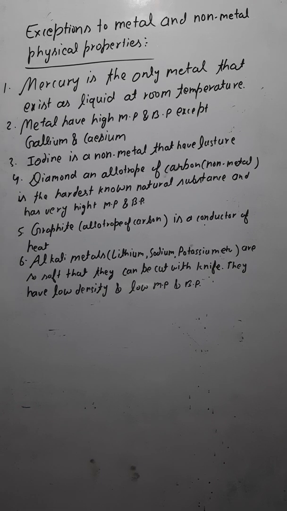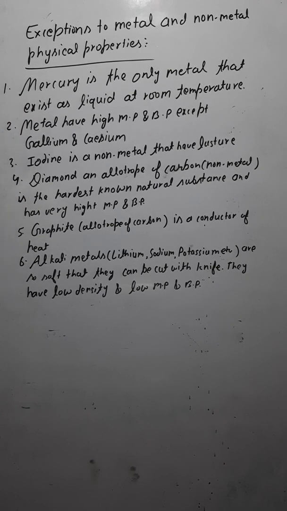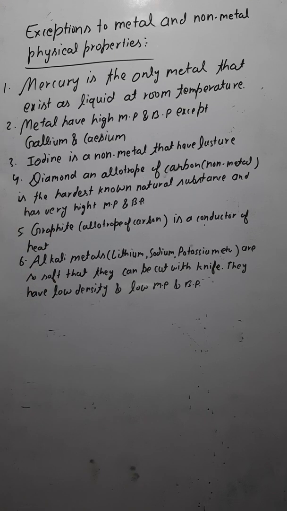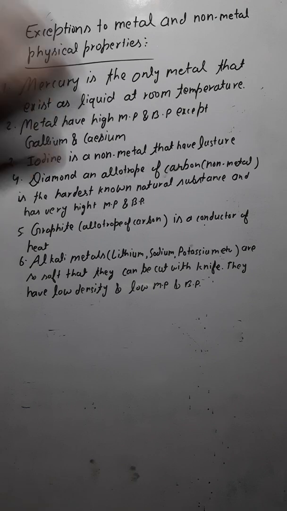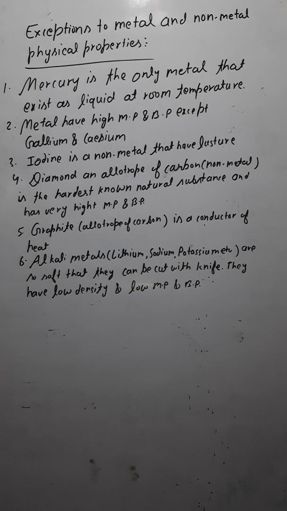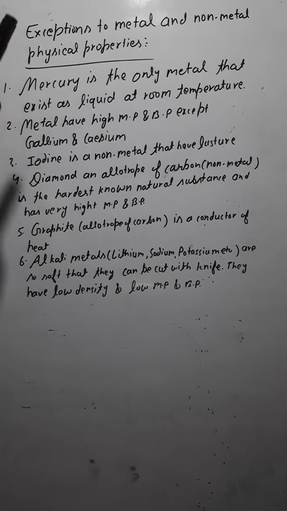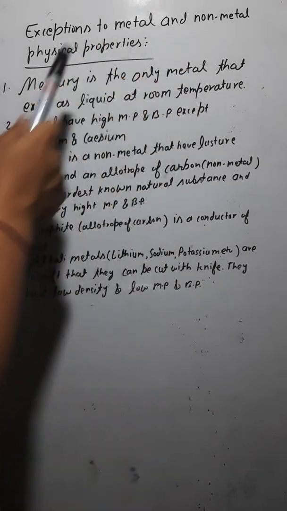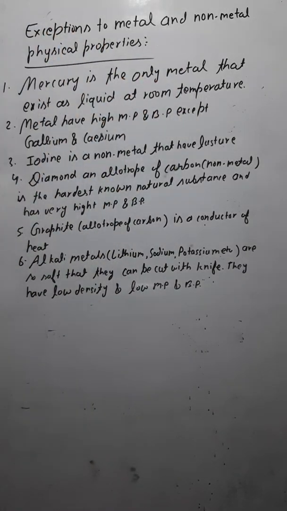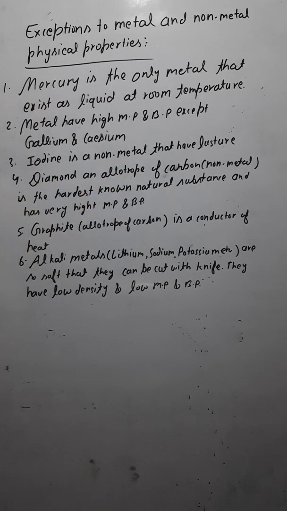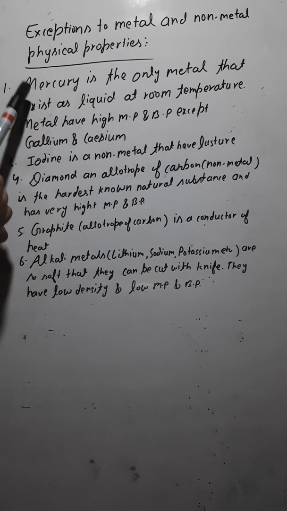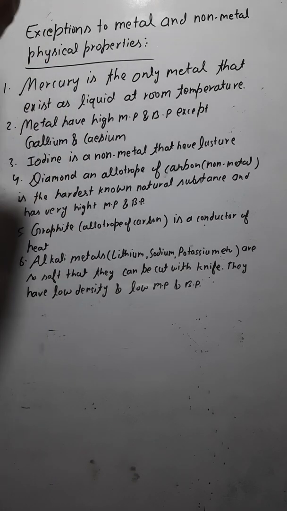The first exception is mercury. Mercury is a metal. Now we have already discussed that all the metals are solid at room temperature. But mercury is the only metal that exists as a liquid at room temperature. So all the metals are in the form of solid, but mercury is also a metal, and it is found in liquid form at room temperature.